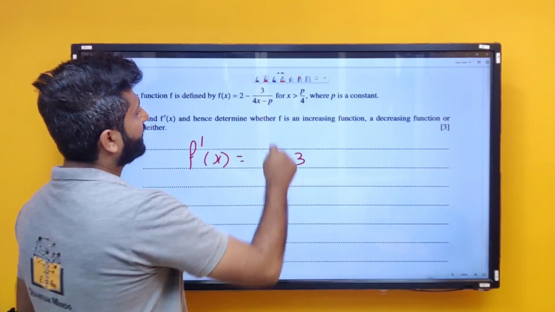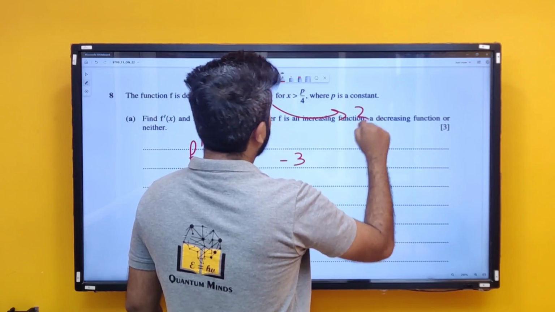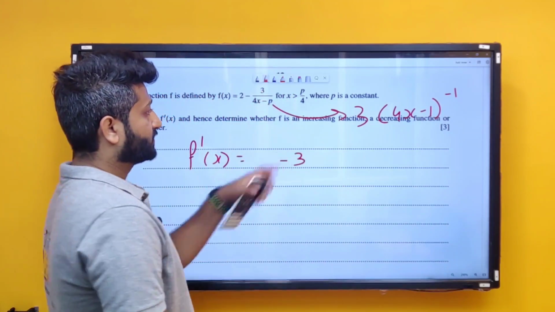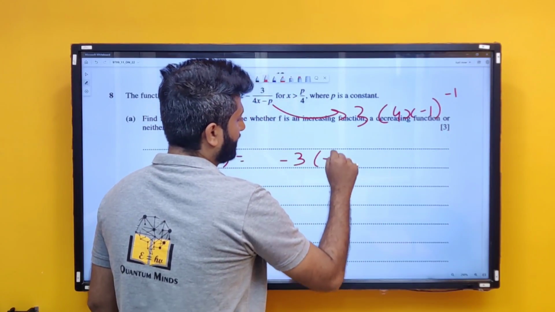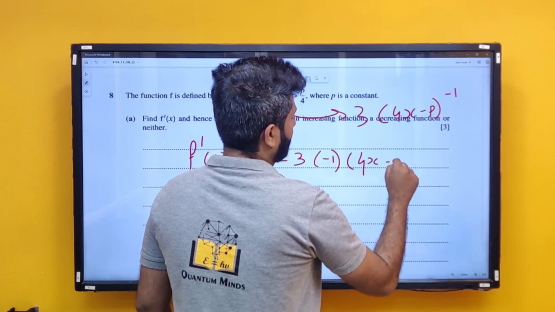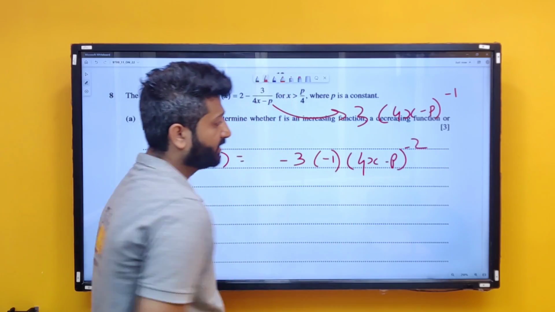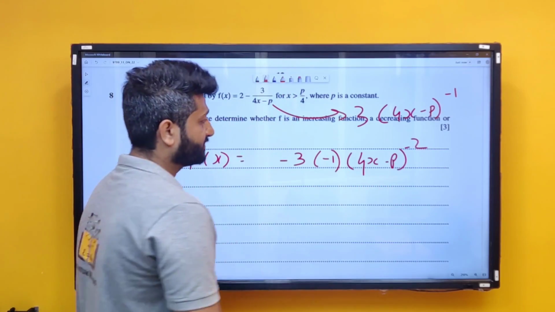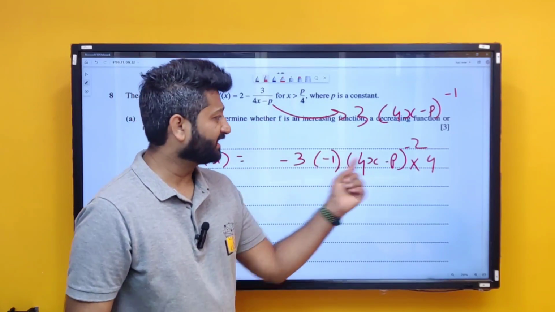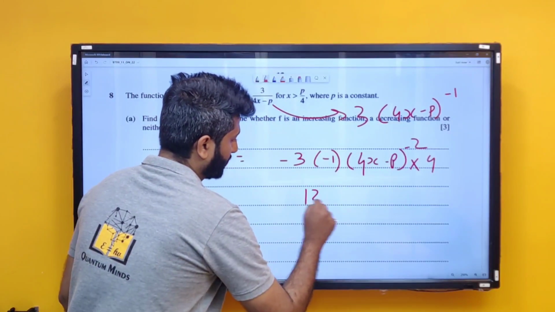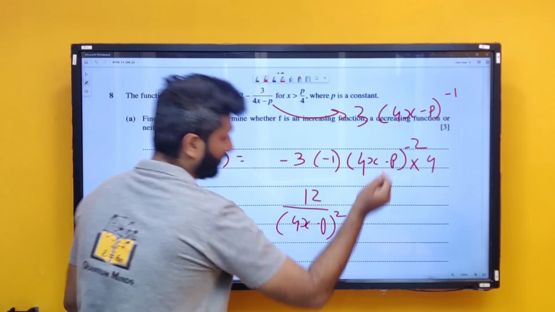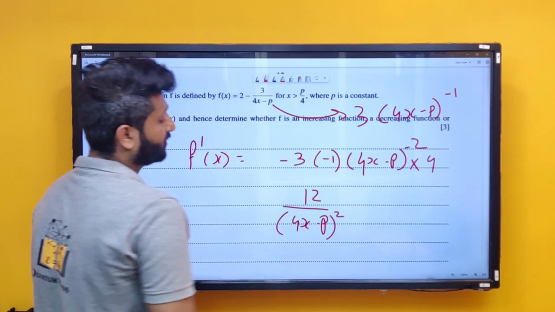Now this can be written as 3 into (4x minus p) power minus 1. So minus 1 into (4x minus p) power minus 2, and differentiation of 4x is 4. So minus 1 into minus 3, 3 fours are 12. So f dash of x is 12 upon (4x minus p) whole square, right?